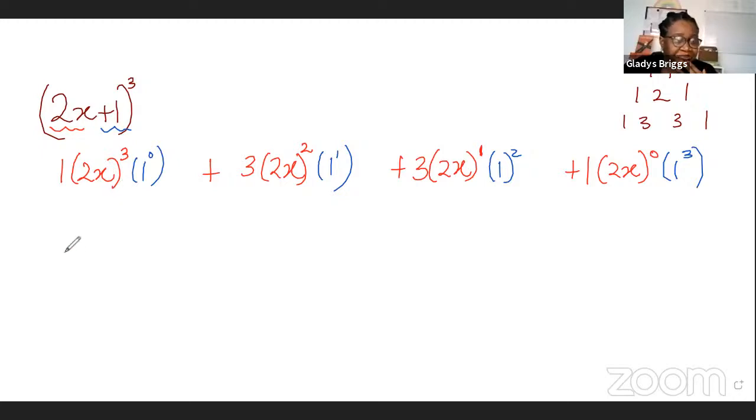Okay, so of course all of these ones will come to 1. They will all come to 1. So what you'll be left with would be 2x to the power of 3 plus 3x. Now you need to do a little bit of expansion on this one.